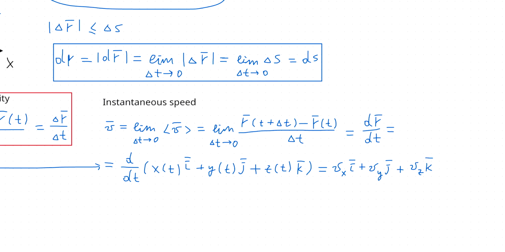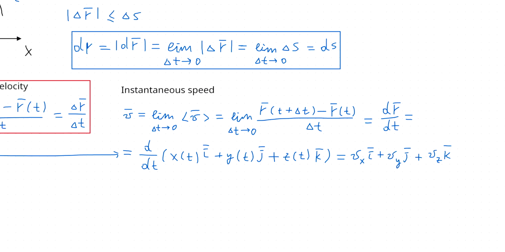So in this way. And what are Vx, Vy, and Vz? They are derivatives of coordinates. So Vx is equal to the derivative dx by dt, and in the same way we define the other two derivatives by this formula, for y and z. Okay, do you have any questions about this?